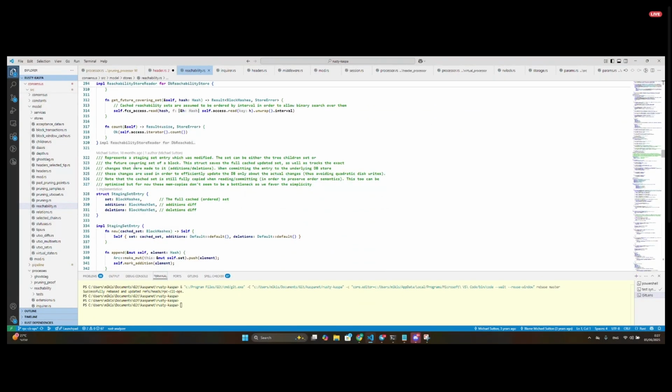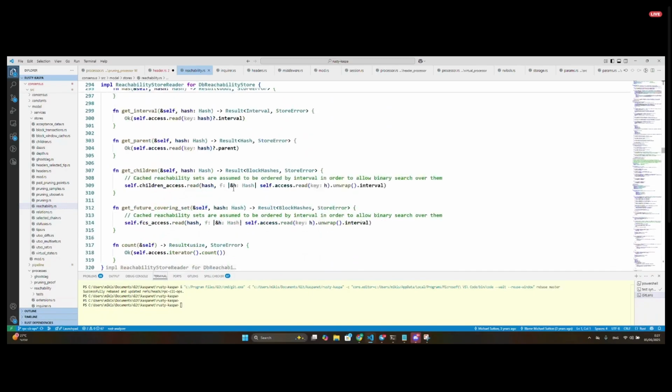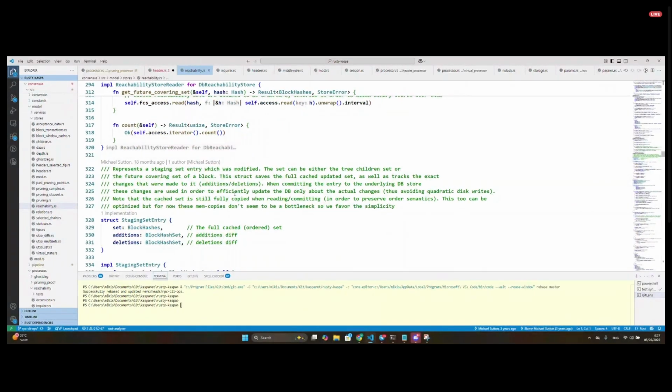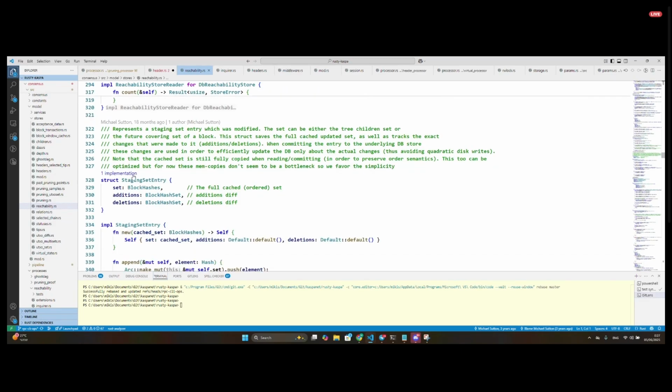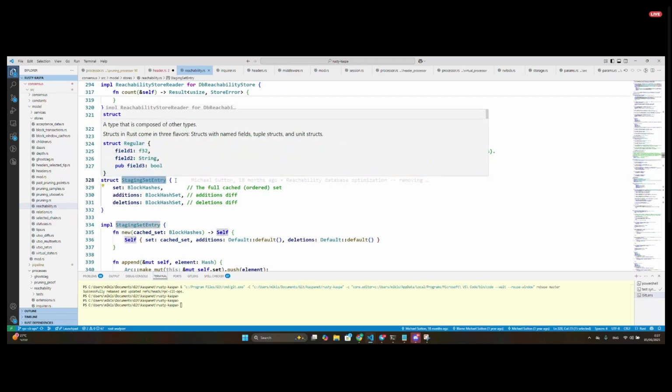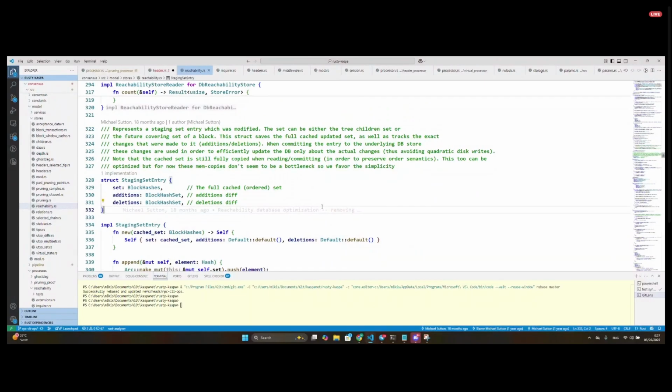It's essentially a temporary way of collecting mutations and committing them all together atomically. So it's actually composed of a few objects. For instance, there's a staging set entry, like the reachability information is composed of. You can have the children of this block, and you can have the future covering item set of this block, and each one of them can be a staging set entry with additions and deletions.